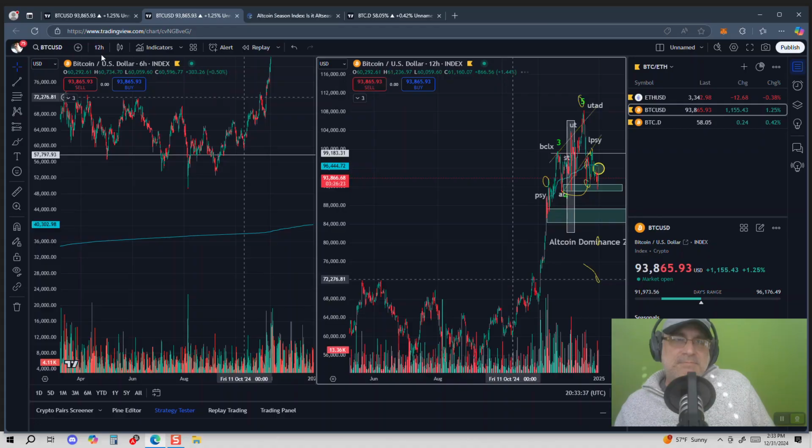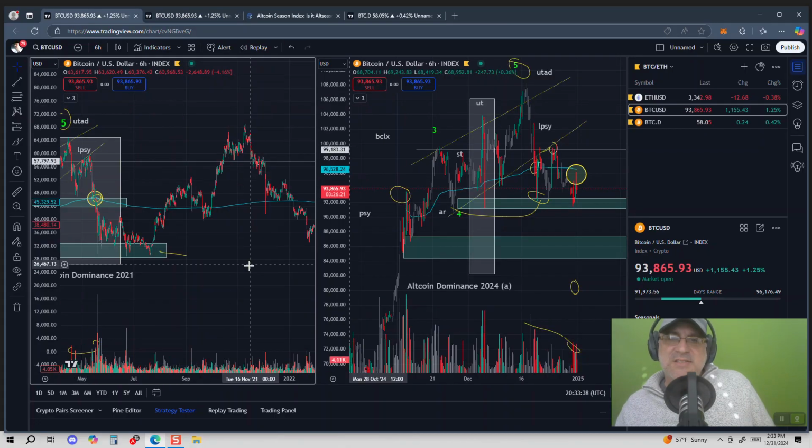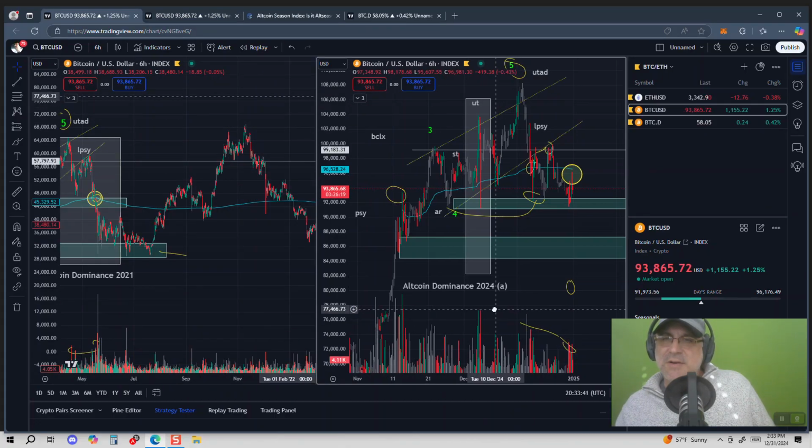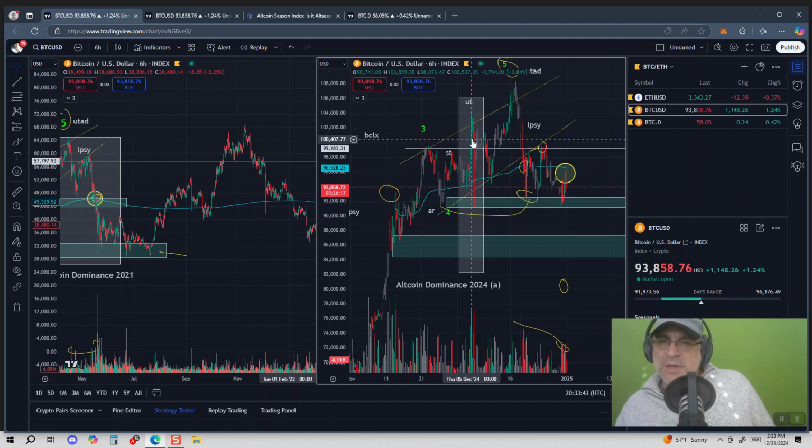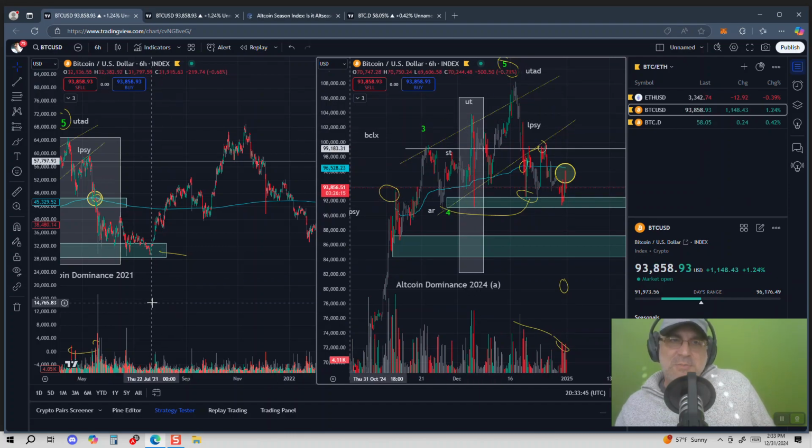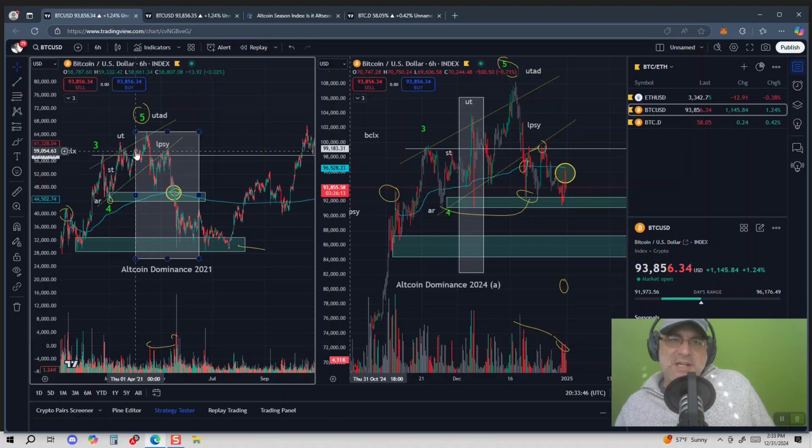So yeah, that's kind of a bummer. We see that here with the UT. It's almost around the same time as it started here. See, this kind of started around the same time. For this year, the altcoin season started between the secondary test and the UT, and in 2021 altcoin season began between the UT and the UTAD, and like I said, it lasted throughout the duration of all of this.